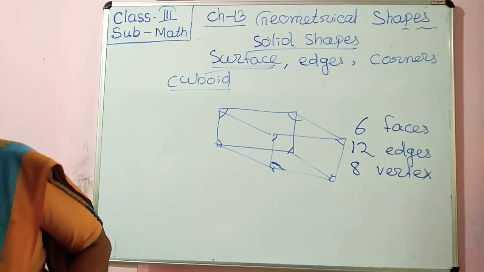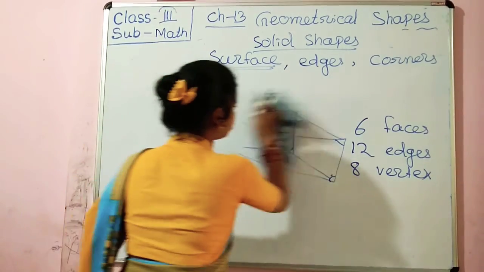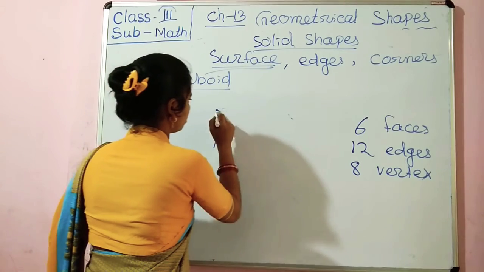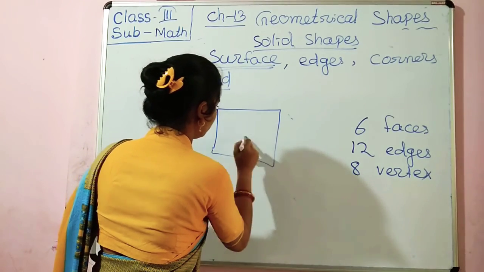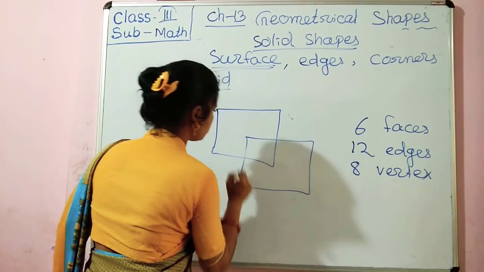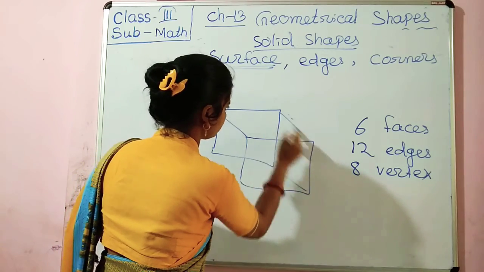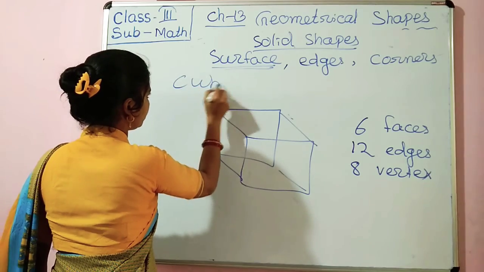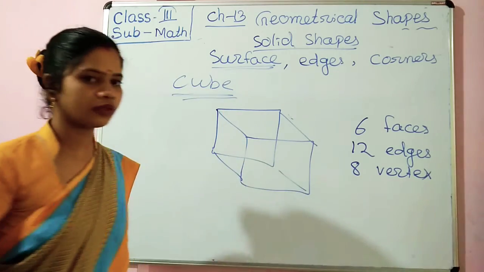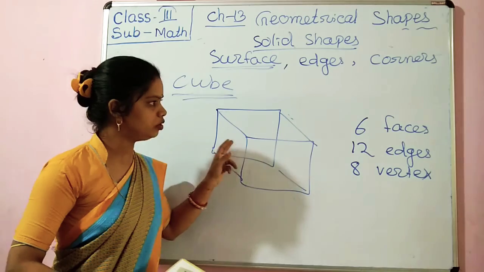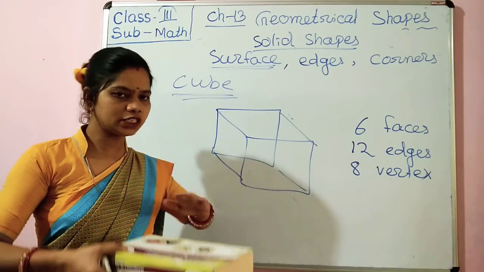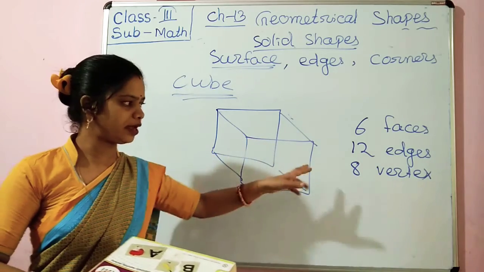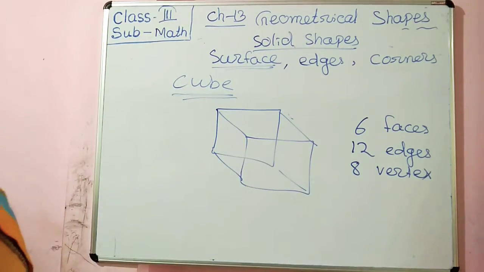Next we know about the cube. A cube is also the same. A cube also has 6 flat faces, 12 edges and 8 vertices.